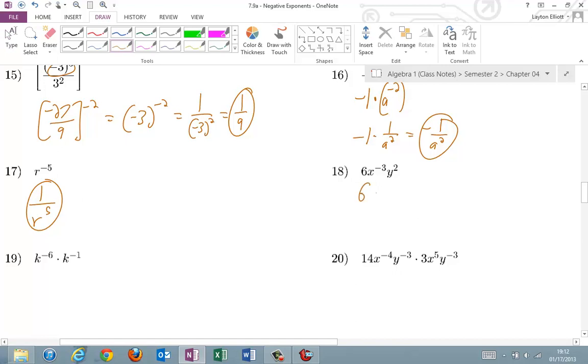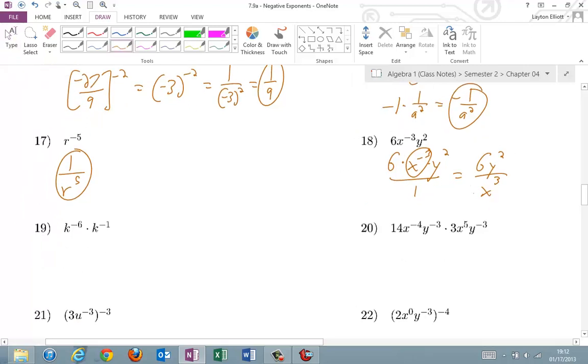18. This is really a 6 times an x to the negative 3 times a y to the second. The middle one here is a negative exponent, and that is going to move downstairs, keeping us at 6y squared over x to the positive 3. By moving the x to the negative 3 to the denominator, it becomes a positive exponent. Number 19. K to the negative 6th is 1 over k to the 6th. K to the negative 1 is 1 over k. And if we multiply across, this is 1 over k to the 7th power.